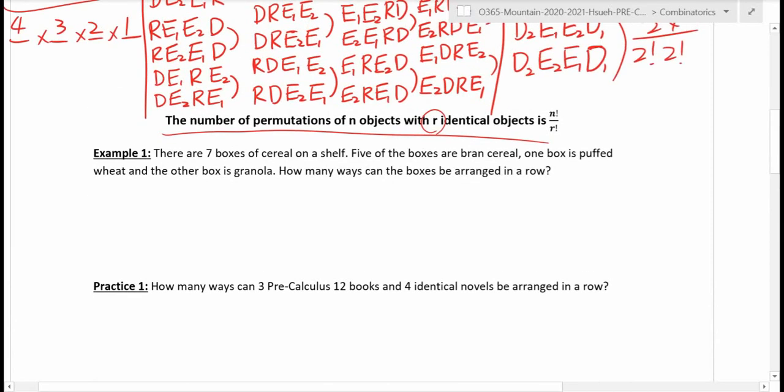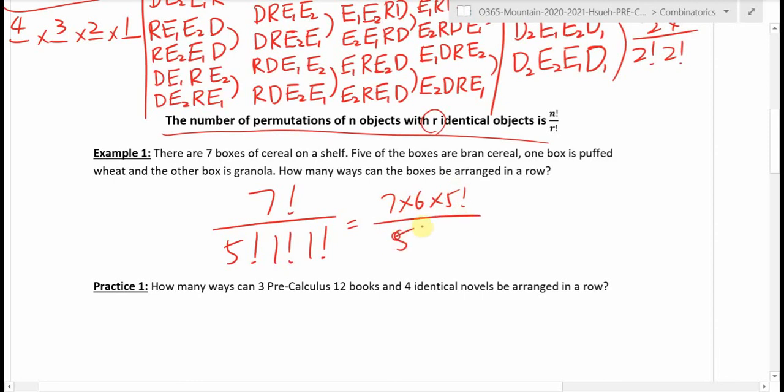Okay, so here's the example. It says there are 7 boxes of cereals on the shelf. 5 of the boxes are brand cereal. So again, we have a total of 7, 5 of which are brand cereal. 1 is a puffed wheat. If you want, you can put 1 factorial, but you don't have to because it really doesn't do anything. And 1 granola. So how many ways can the boxes be arranged in a row? This is going to be 7 times 6 times 5 factorial divided by 5 factorial, which is going to be 42.